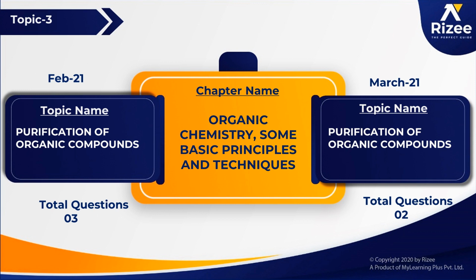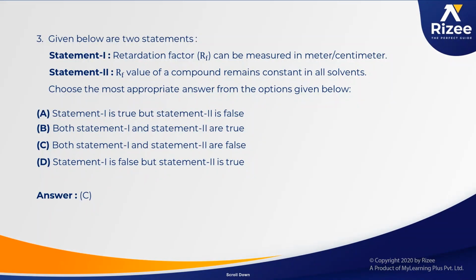And one of the questions, here it is, has 2 statements. Statement 1: retardation factor can be measured in meter or centimeter. Statement 2: retardation factor value of a compound remains constant in all solvents. This question is from the chromatography technique, and if you see the papers from Feb and March, almost 3 questions were from the retardation factor for the chromatography technique only. So retardation factor cannot be measured in meter or centimeter.